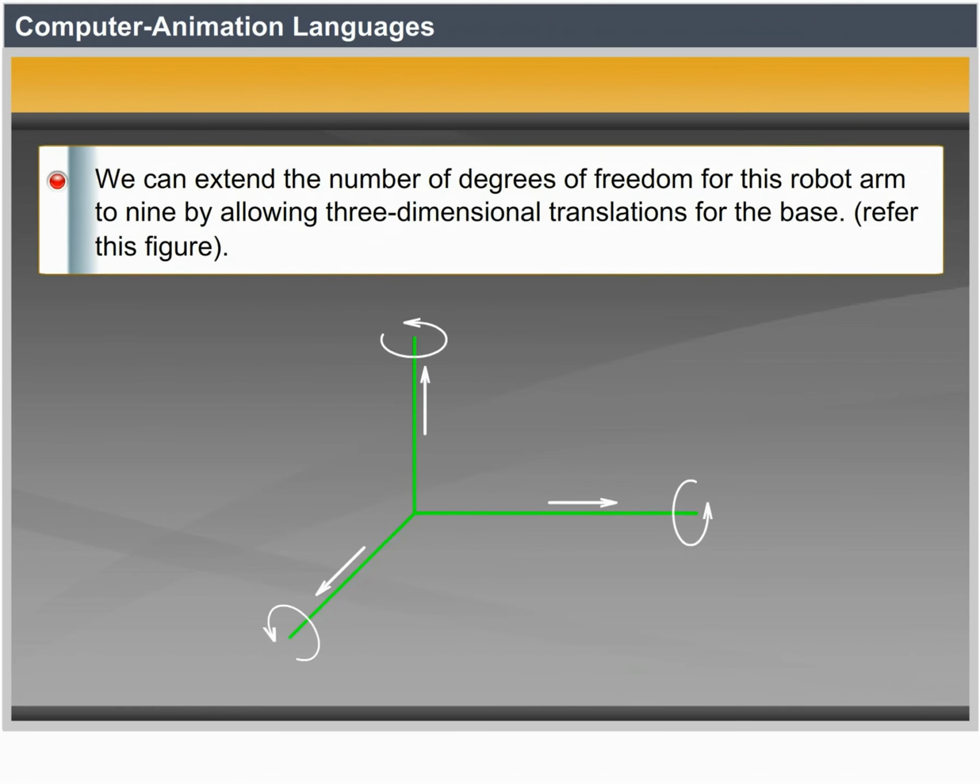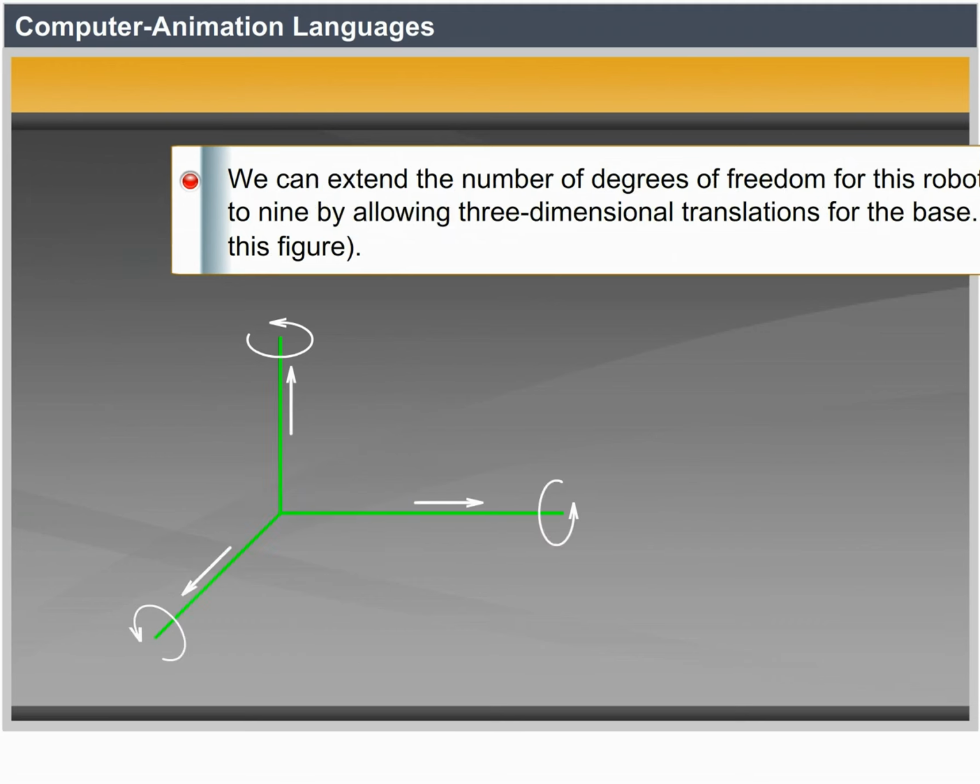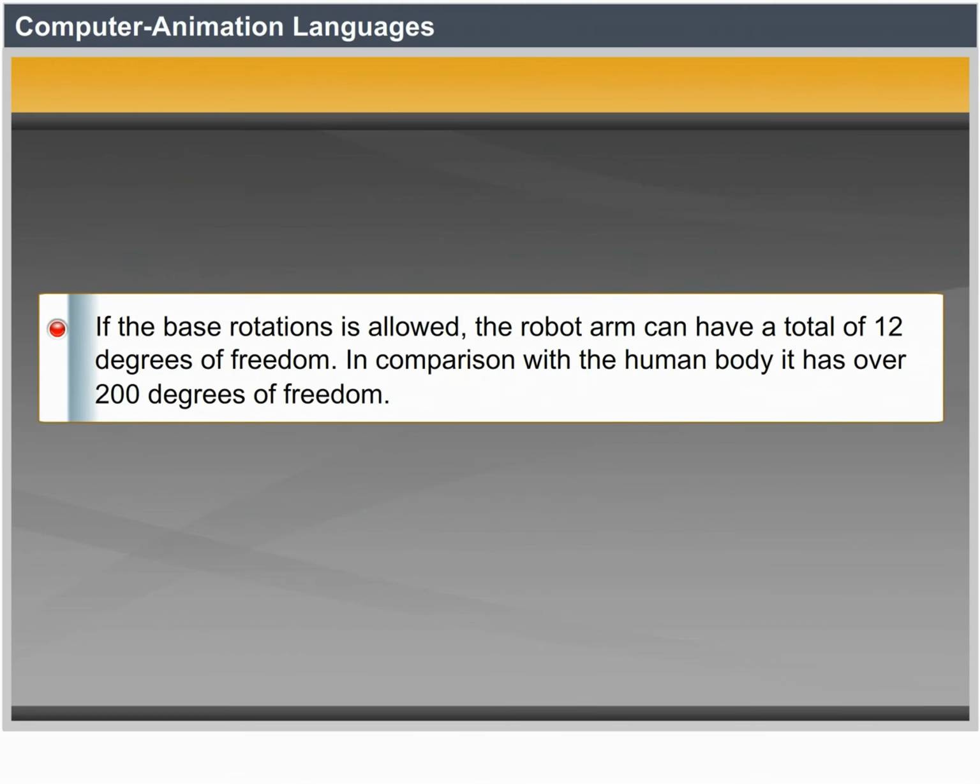We can extend the number of degrees of freedom for this robot arm to 9 by allowing 3-dimensional translations for the base. Refer to the figure. If we also allow base rotations, the robot arm can have a total of 12 degrees of freedom. The human body, in comparison, has over 200 degrees of freedom.